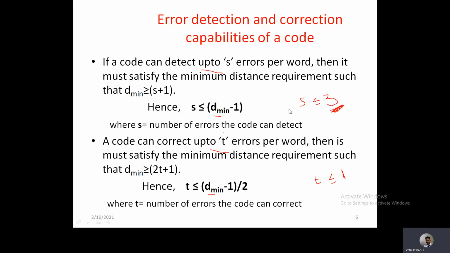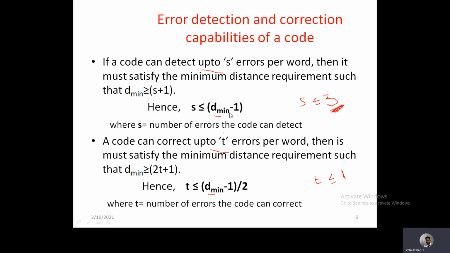Only detection. If the code has detected 3 errors, and T is less than or equal to 1, it means out of these 3 errors, it can correct only 1 error. The remaining 2 errors it cannot correct. Only 1 error it can correct. That is the capability of this particular code. So the code can detect up to 3 errors, but only correct 1 error.